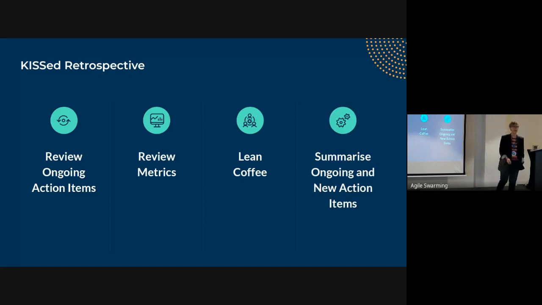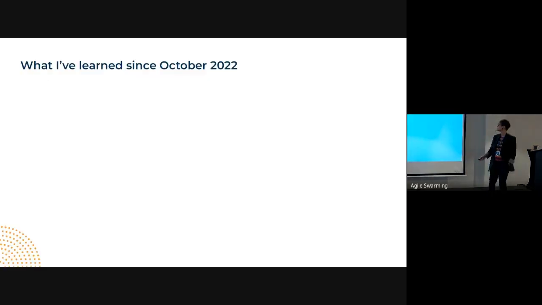And finally, we summarize ongoing and new action items. Is it the final state of my KEYS retrospective? I don't think so. Is there room for improvement? Definitely so. But so far, it's proving to be good enough. And I've been running retrospectives this way with all my teams since October 2022. And that's what I've learned.